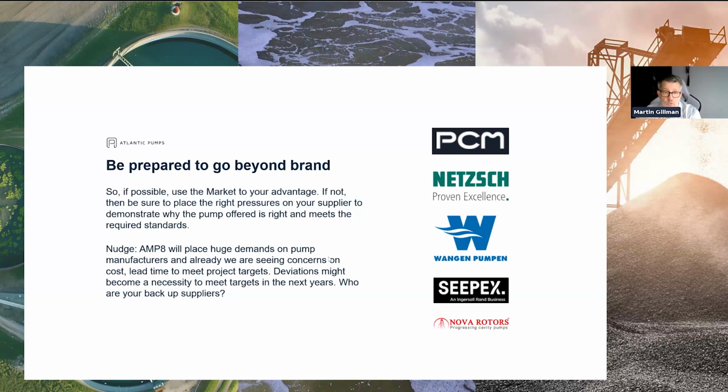A nudge: AMP8 will place huge demands on pumps, already is. We're already seeing some contractors come to us and say the suppliers that they're directed to are overwhelmed or don't think they'll be able to deliver. And so you might have to prepare to do some deviations in order to meet the project targets. So just be aware of that.